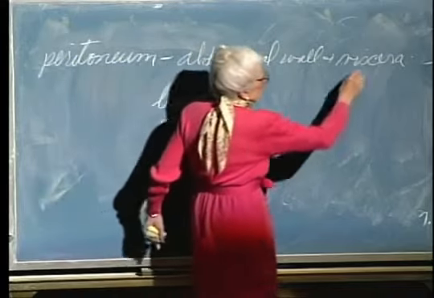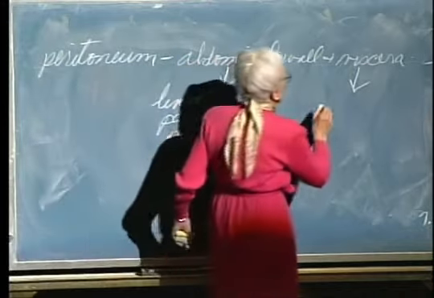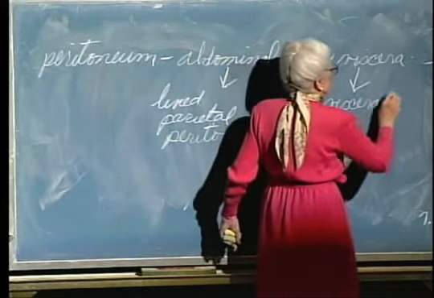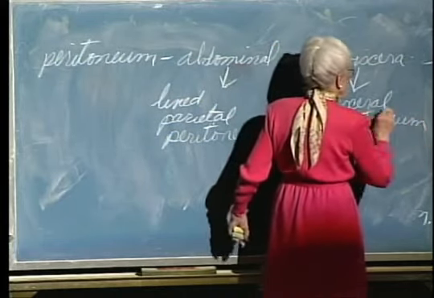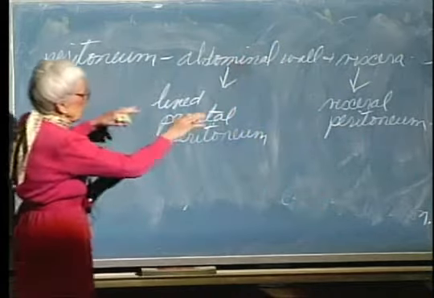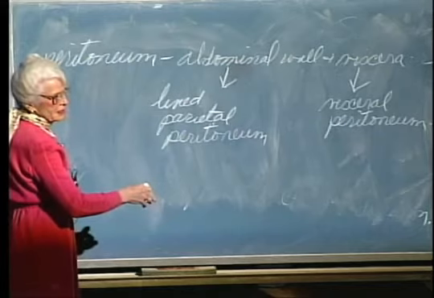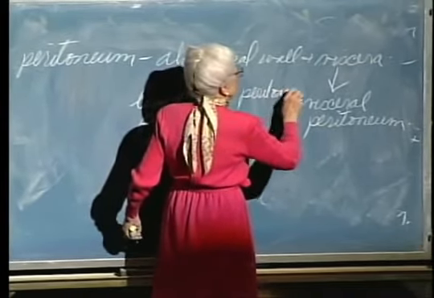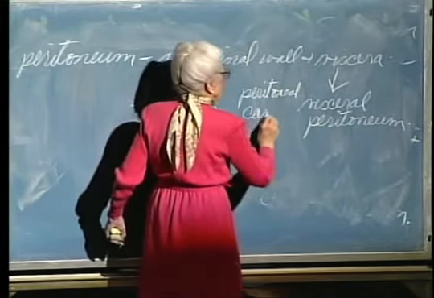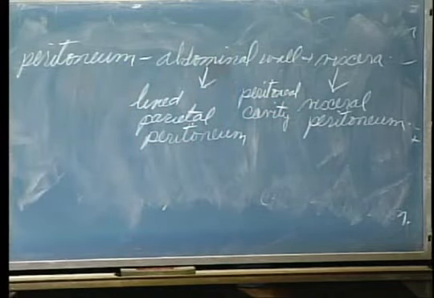And the organs, the viscera, are covered with what? Visceral peritoneum. So what do we call the space between the two? Peritoneal cavity. So in here we have the peritoneal cavity. Obviously you don't see much of it because the organs are all piled on each other, but it does exist.